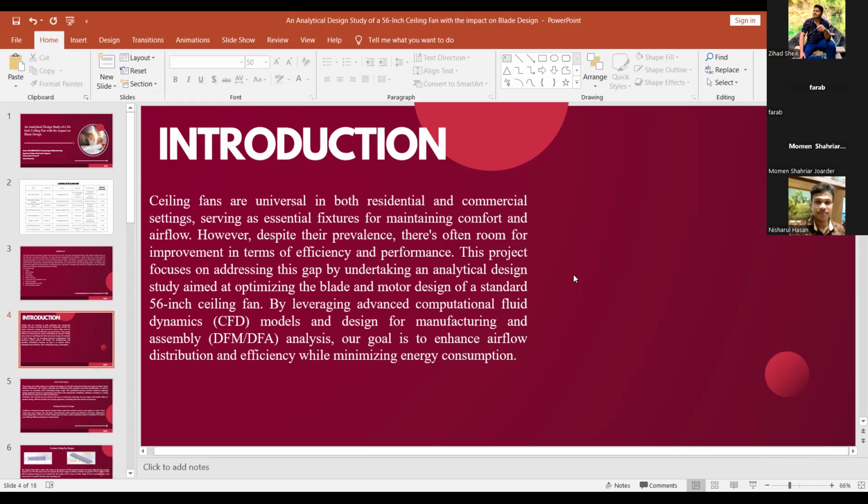Our project focused on addressing the gap by undertaking an analytical design study aimed at optimizing the blade and motor design standard for a 56-inch ceiling fan, by leveraging advanced computational fluid dynamics models and design for manufacturing and assembly analysis. Our primary goal is to enhance airflow distribution and efficiency while minimizing our energy consumption.